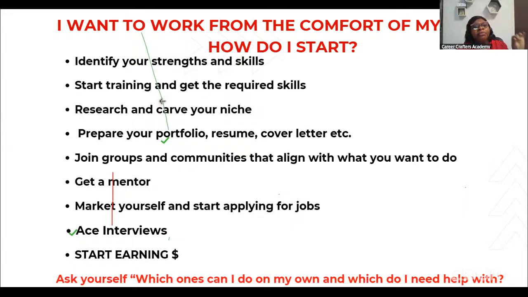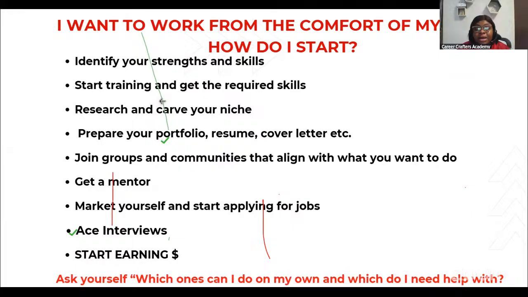Then after you've done all this, after you've identified your skills and strengths, after you've started training, you've found out, you've done your research, you've prepared your battle tools, you've joined groups, you've gotten a mentor, then you have to start marketing yourself. You cannot stay in your room doing nothing and expect that jobs would land in your laps. Yes, there's a way you set your profile that people will reach out to you.